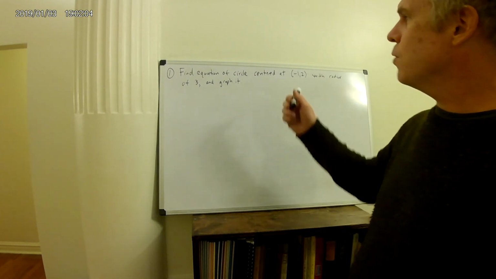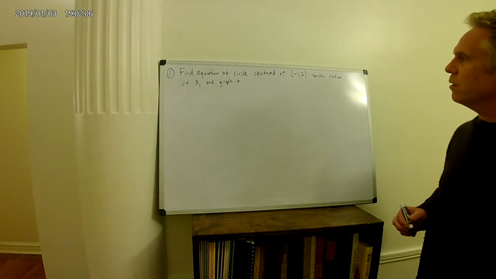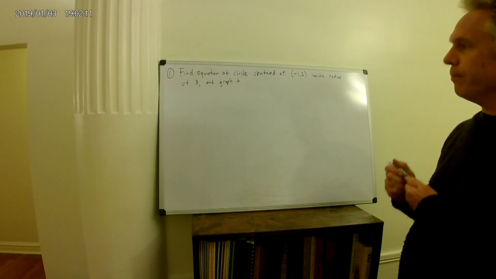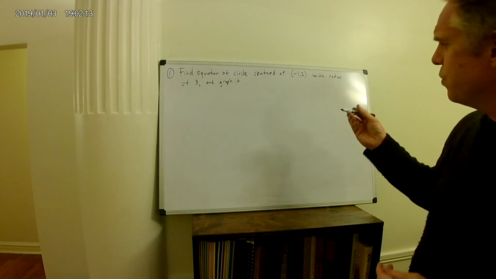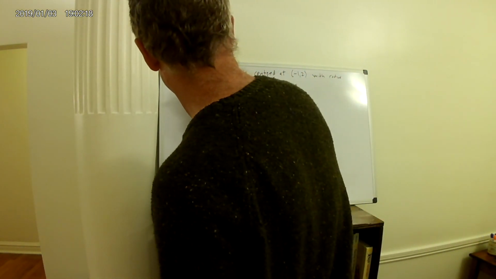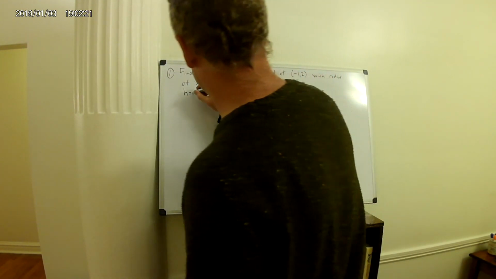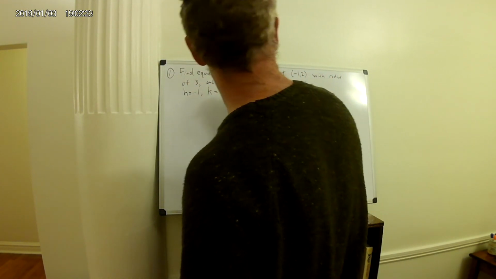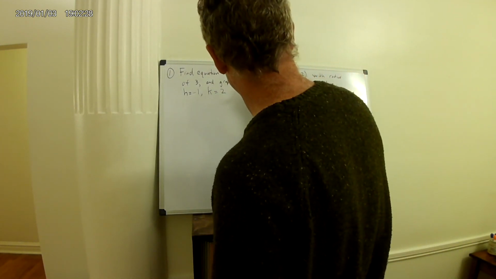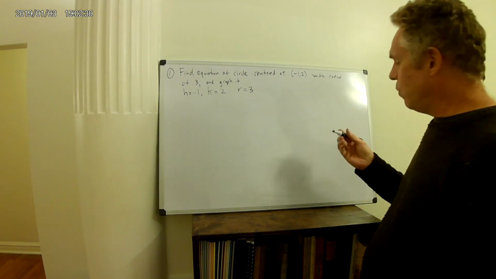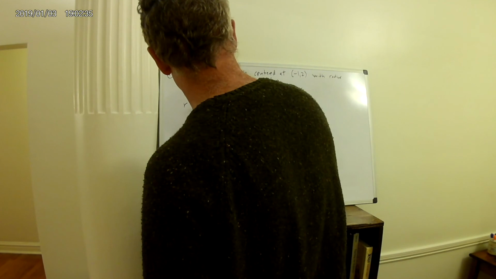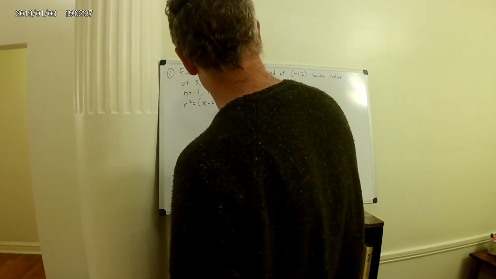The first problem is: find the equation of a circle centered at -1, 2 with a radius of 3 and graph it. Okay, if this is the center of the circle, then we immediately know that h is equal to -1 and k is equal to 2. And we also know our radius equals 3. Well, let's recall the equation of a circle. The equation of a circle is r squared equals x minus h squared plus y minus k squared.